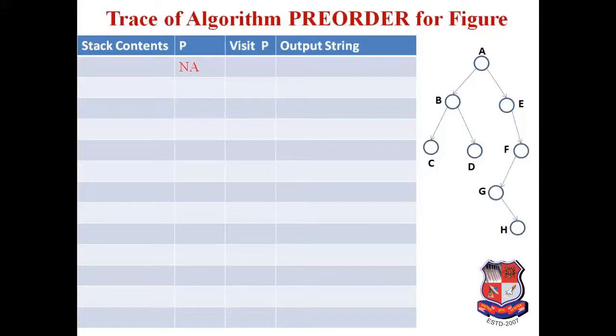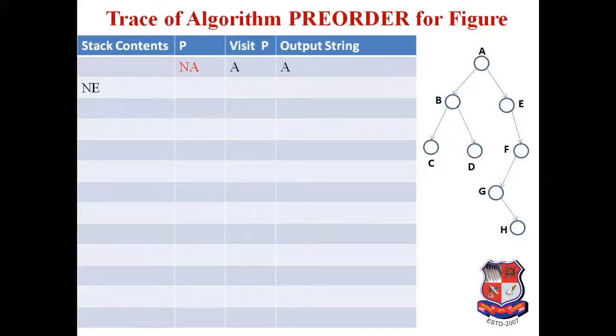We first process this node, that means visiting the node, and as we have traversed the node, we add that node data to the output string. So in visit P, I have A, and in the output string, I have A. That means I have traversed the node A. What is the second step? We store the right child address in the stack. A has a right child E, so we store the address of E, which is NE, in the stack. The current content of the stack is empty, so we add NE to the stack.